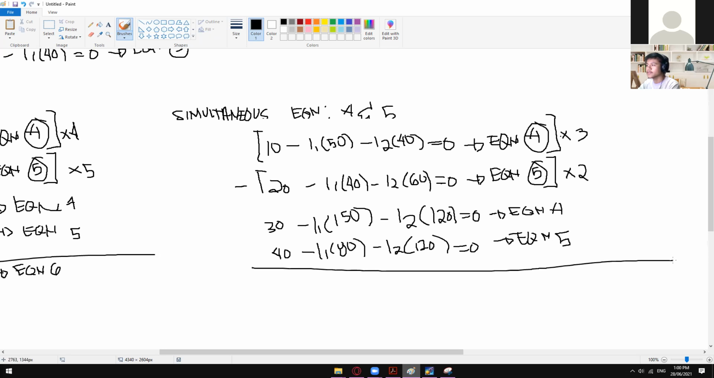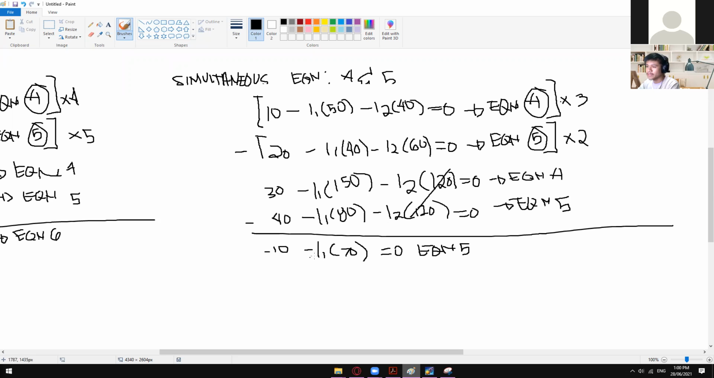Okay, and then we can now deduct this one for us to be able to eliminate this I2 right here. So negative 40 plus 30 is negative 10, and positive 80 minus 150 is negative I1 times 70. And then this one will now be eliminated, of course, since negative 120 plus 120 is equal to 0, and then equal to 0. So now this is your equation number 5. Okay, so again, you can now simplify this a little bit more for you to be able to get the value of I1.